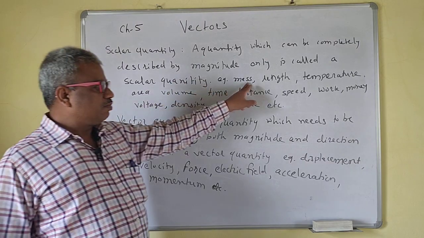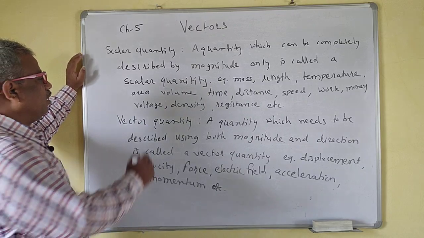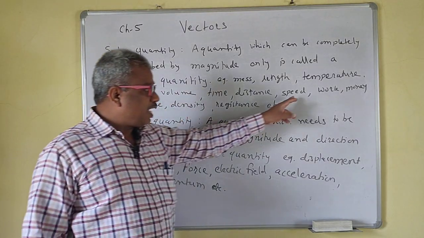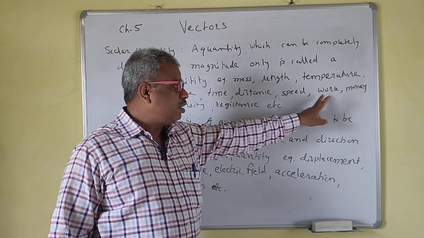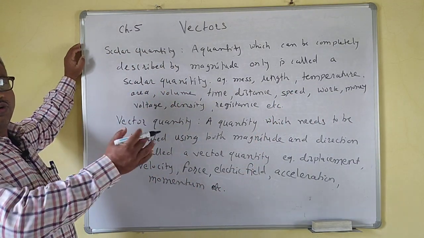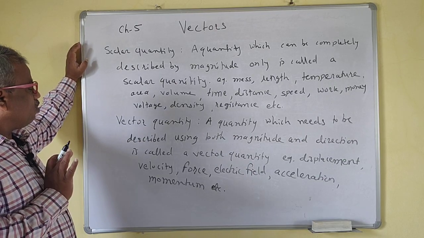For example, mass, temperature, length, area, volume, time, distance, speed. Note that speed and velocity are different. Speed, work, money, voltage, density, resistance, they don't need a direction. Therefore they are called scalar quantities only.